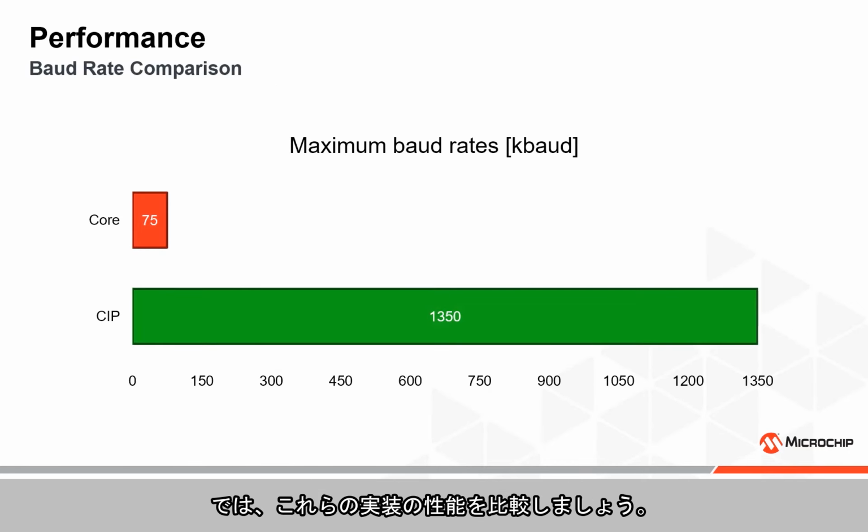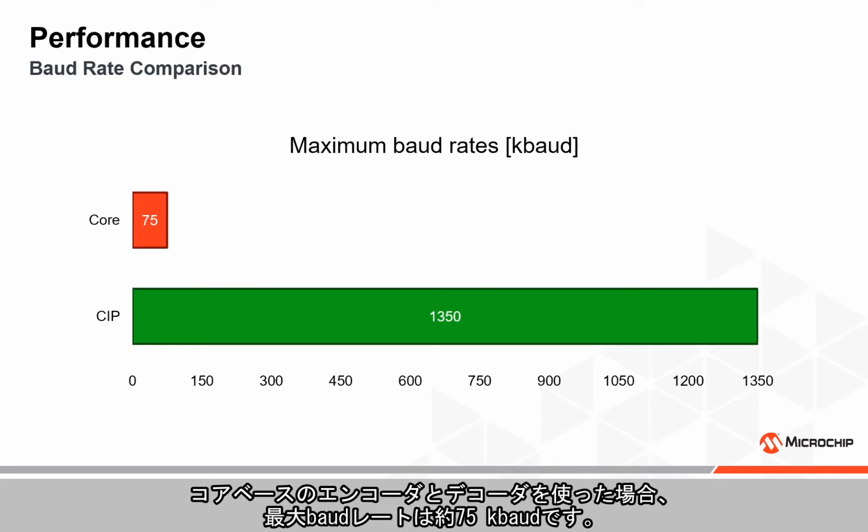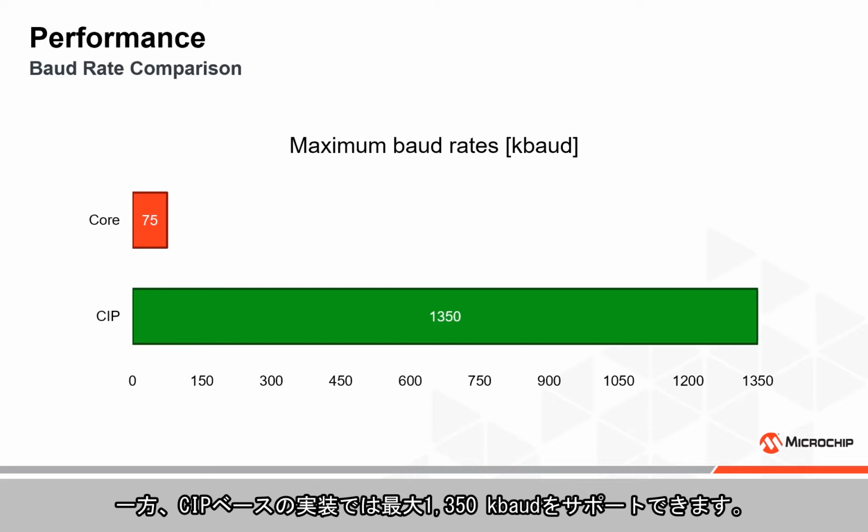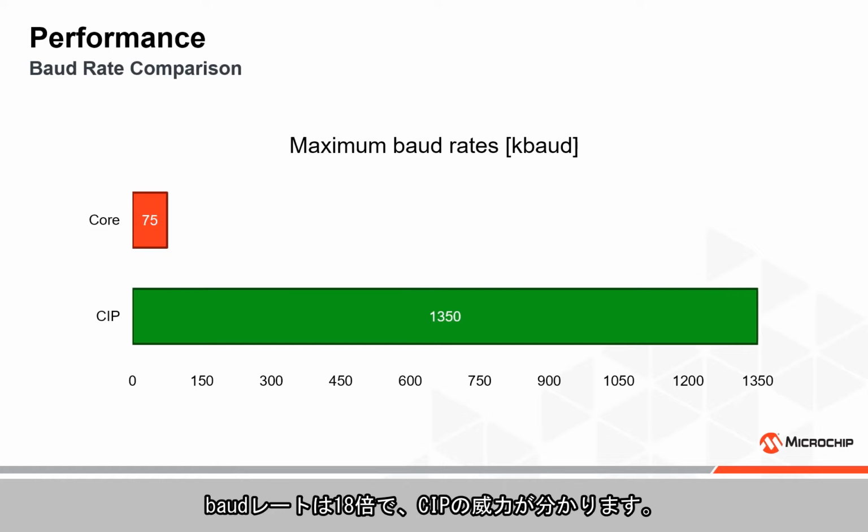Let us now compare the performance of the different implementations. The maximum baud rate when using the core-based encoder and decoder is about 75 kilobaud. The CIP-based implementation, on the other hand, supports up to 1350 kilobaud. That is an 18 times higher baud rate and illustrates the power of the core-independent peripherals.